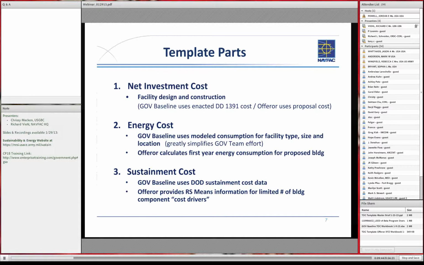On sustainment costs, the government baseline side uses, again, DoD sustainment modeled cost data for each of those 14 facility types. And for the offeror, we're asking them to go to RS Means and pull out certain information for a limited number of building components based on our template and the way it's developed.